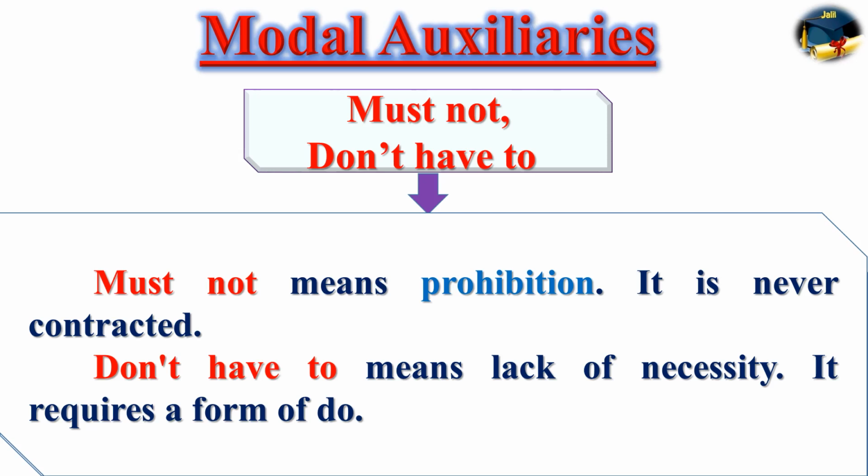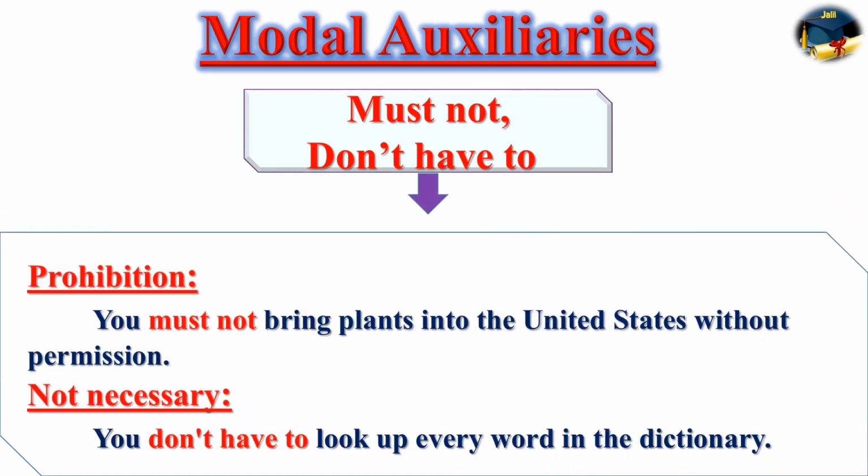It requires a form of do. Prohibition. You must not bring plants into the United States without permission. You mustn't bring plants into the United States without permission. Necessity, not necessary. You don't have to look up every word in the dictionary.